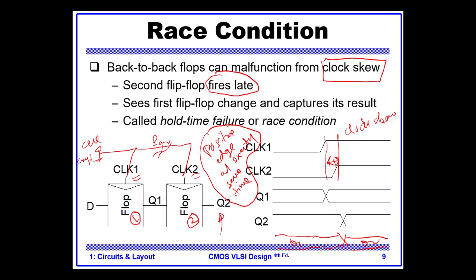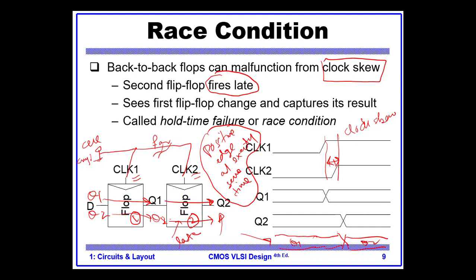And what happens because of that? It sees the first flip-flop change and captures its result. Because that is late, what is happening here? First there was Q1 which came here, and Q1 should go outside, and then came Q2. So ideally it should come here and then it should go outside, like Q1 then Q2.